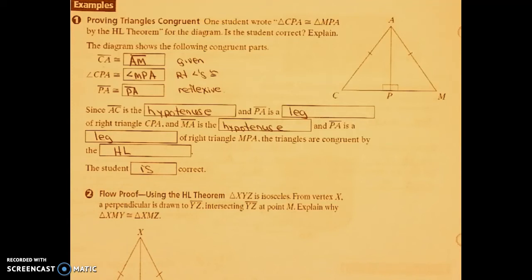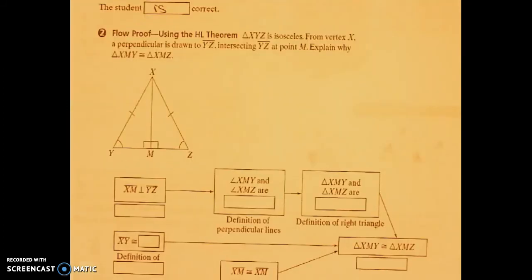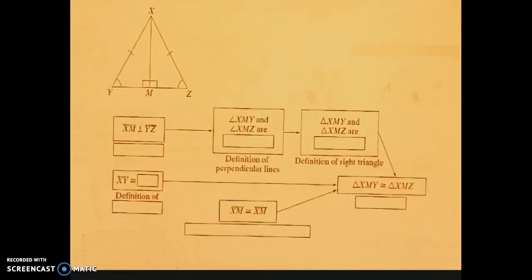Every time we're checking for hypotenuse leg, it has got to be a right triangle. If it is not, we're referring back to one of those four that we have listed on the front of our paper. Let's look at one more proof. This is called a flowchart proof. Still a proof, it's just organized a little bit differently.